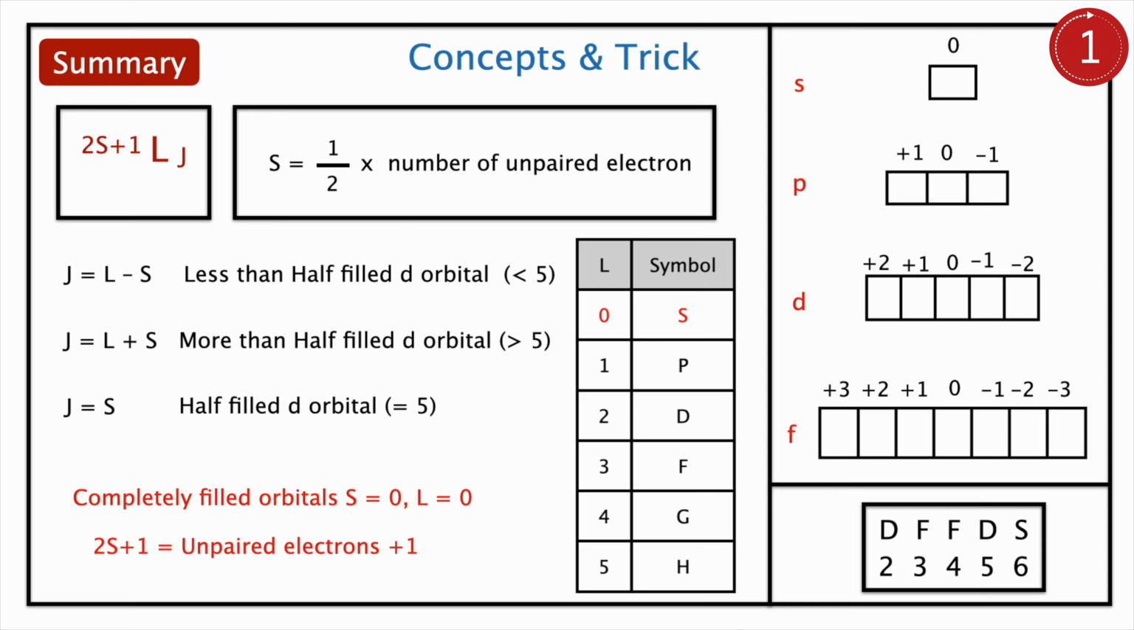2S plus 1 means unpaired electrons plus 1. Don't get into the formula, just count unpaired electrons plus 1. The L value 0 means S, then 1 means P, and so on and so forth. Then you should know the orbital construction with L value. S is 0, P is plus 1 to minus 1, D is plus 2 to minus 2, F is minus 3 to plus 3. Then for quick solving, S, P, D, F, G is 0, 1, 2, 3, 4, 5, 6.